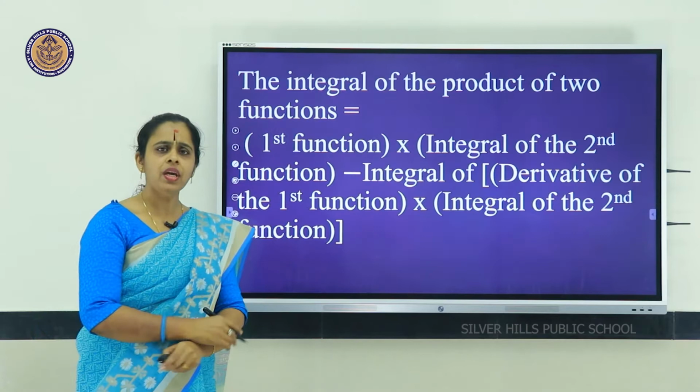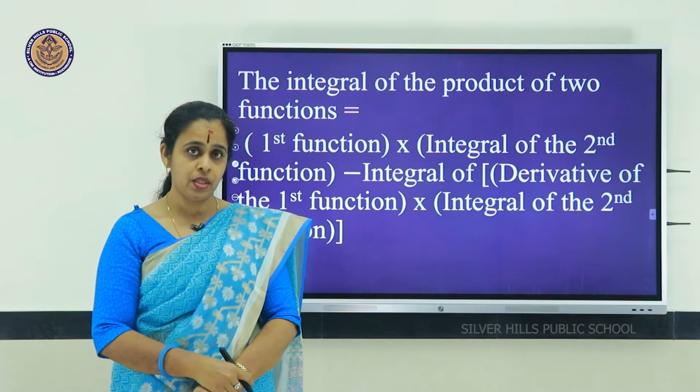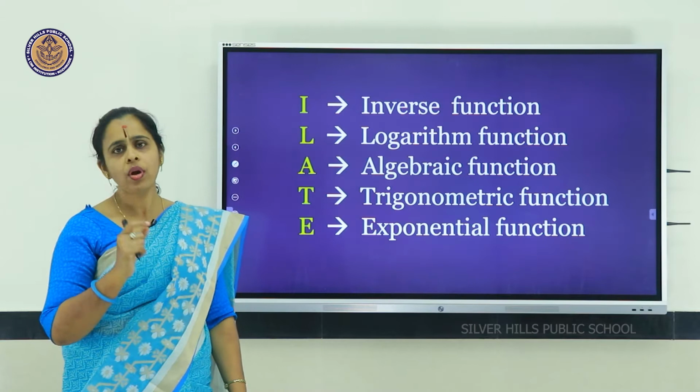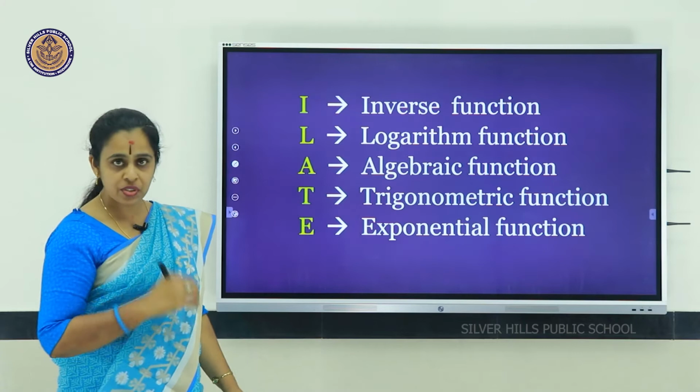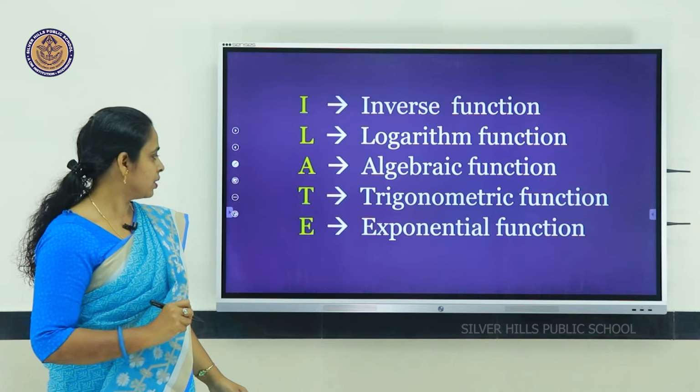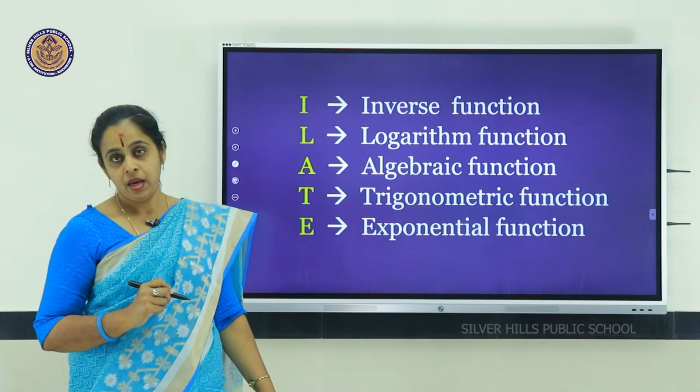But when we do integration, we have to select which is the first function. To select the first function, we follow a rule, the ILATE rule. What is ILATE? I-L-A-T-E. What does each letter represent? I, inverse function. L, logarithm function. A, algebraic function. T, trigonometric function. And E, the exponential function. We have to give preference to these types of functions in this order while we select the first function.